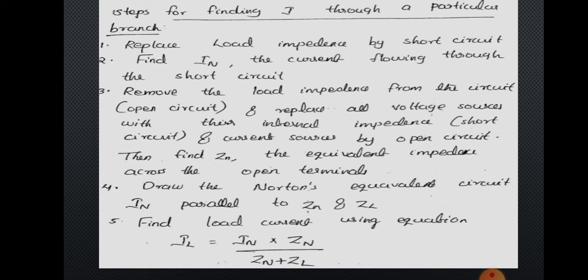This is the case of steps used for finding out current through a particular branch.